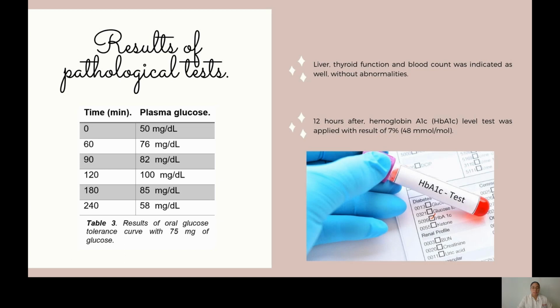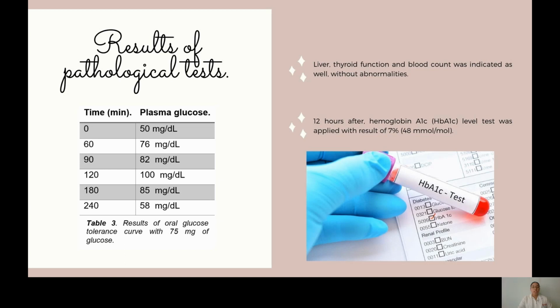Results of pathological tests. Laboratory tests on his admission include an oral glucose tolerance curve. The patient was fasting. A bolus of 75 grams of glucose was used. After the first 60 minutes, the plasma glucose was 50 milligrams per deciliter. After 120 minutes, the glucose rose to 100 milligrams per deciliter, but fell again after 214 minutes to 58 milligrams per deciliter, as in table 3. Therefore, the results of the glucose tolerance curve indicate that the patient has moderate hypoglycemia.